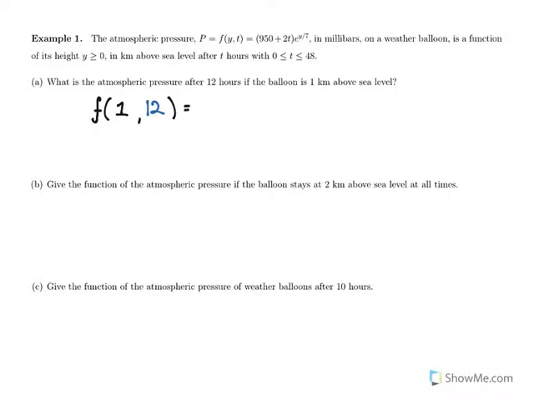So our function is going to be 950 plus 2 times whatever our t value is, that being 12, times e to the y over 7, and y in this case is this value of 1. So putting this all together, we should have 950 plus 24, which is 974, e to the 1/7 millibars.